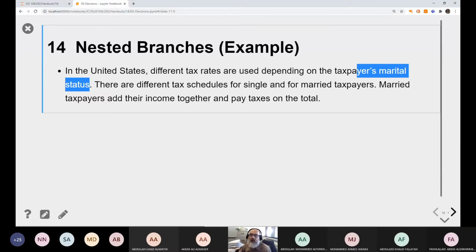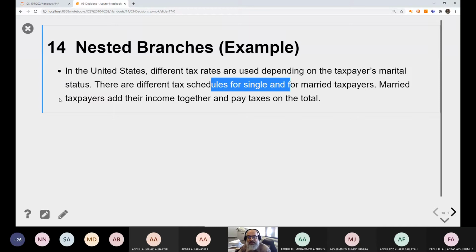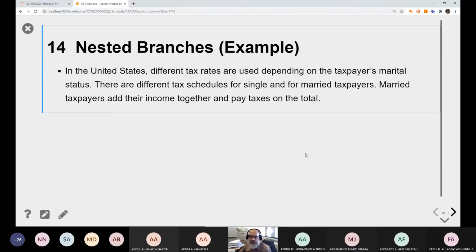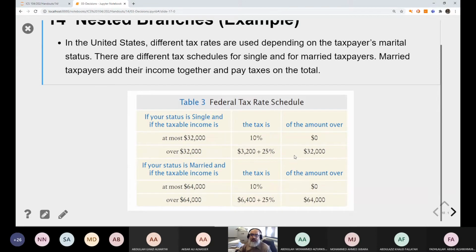Now, for single and married, as we said, there are different tax schedules. Married taxpayers add their income together and pay taxes on the total. So if a couple are married, they will add their earnings and pay taxes on the total that they earn. So this is basically the federal tax rate schedule.